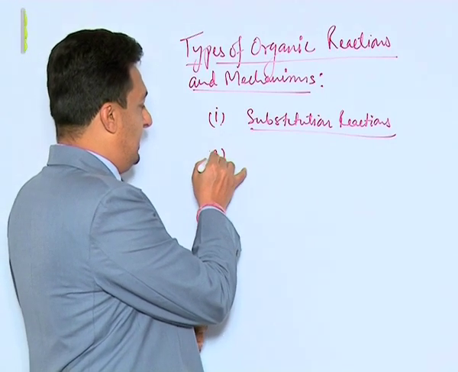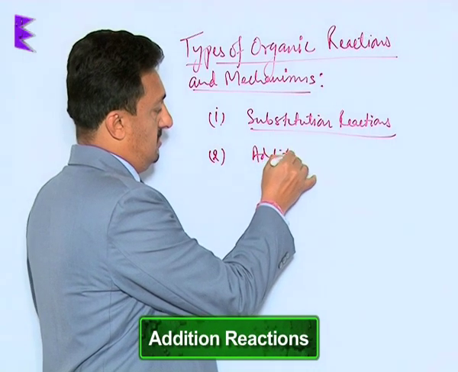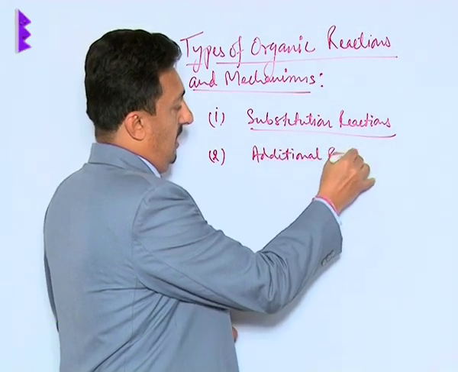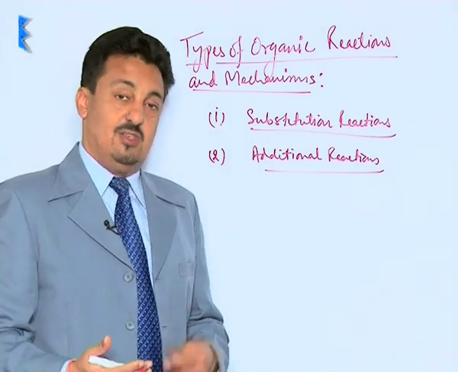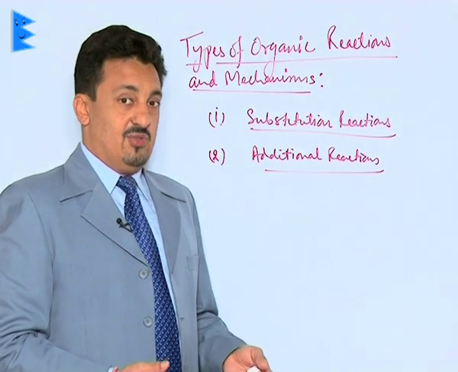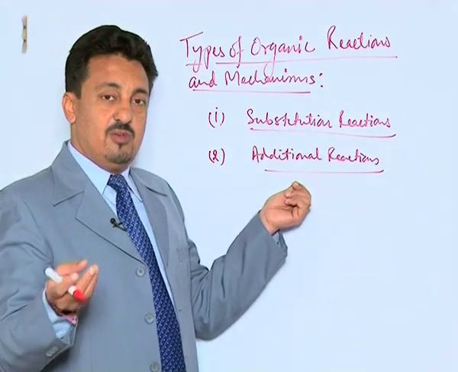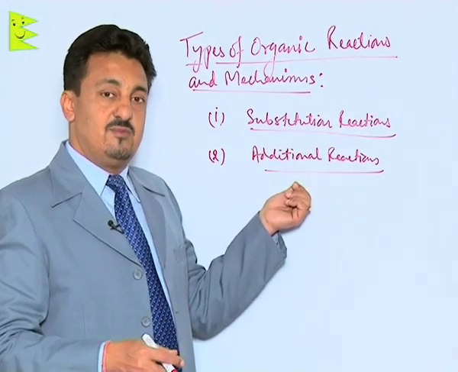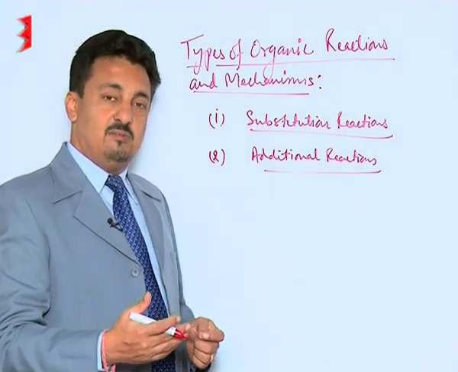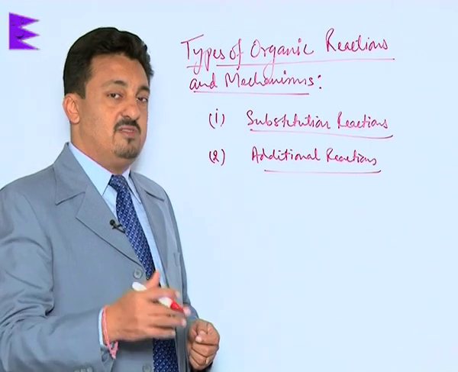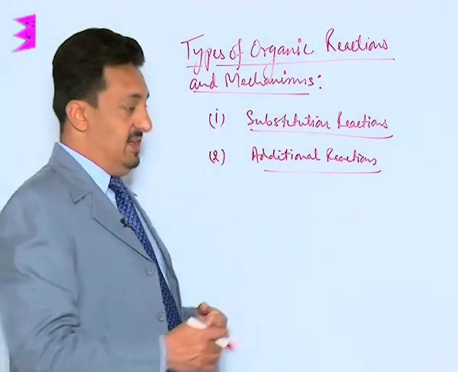Then the second category is of addition reactions. This is only shown by those compounds which are unsaturated. Definitely by alkenes and alkynes, not by alkanes because they are already saturated. What we need to understand at this stage is that smaller molecules or molecular species are added on the multiple bond system so that the pi bonds are no more there in the compound, and due to those pi bonds the addition of the molecules takes place on the organic compounds. So such reactions are called addition reactions.